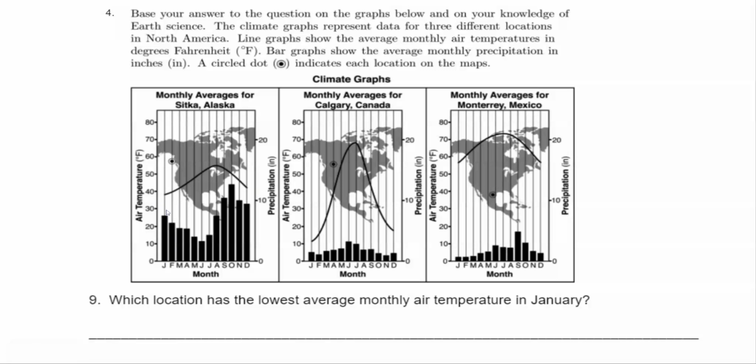It looks like in January for Sitka, my air temperature is less than 40 degrees. In January for Calgary, Canada, my air temperature is a little higher than 10 degrees Fahrenheit. And then in Monterey, Mexico, my air temperature in January is a little higher than 50 degrees Fahrenheit. So the lowest average monthly temperature in January is in Calgary, Canada, around 10 degrees Fahrenheit. So Calgary, Canada has the lowest average monthly air temperature in January.